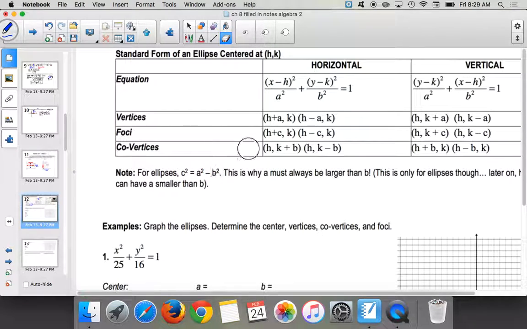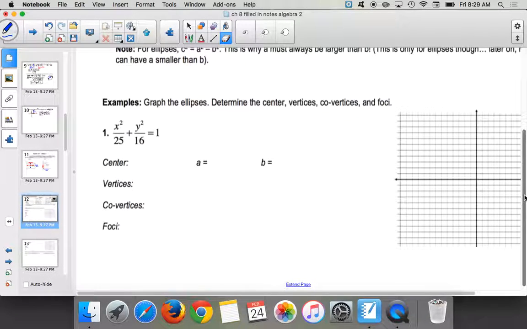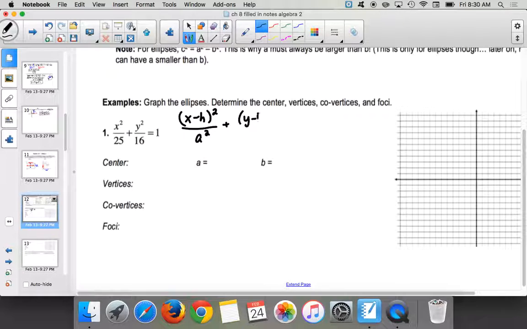All right, so we're just going to do some examples. I think you guys are going to figure it out. All right, so it says graph the ellipses, determine the center, vertices, co-vertices, and foci. If I have x squared over 25 plus y squared over 16 equals 1, the form that's above looks like this: x minus h squared over a squared plus y minus k squared over b squared equals 1. So we need to determine what h, k, a, and b are.